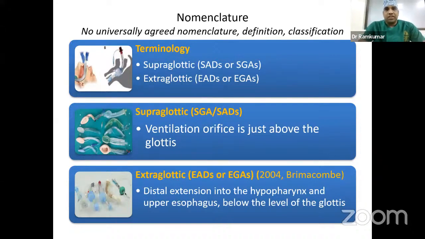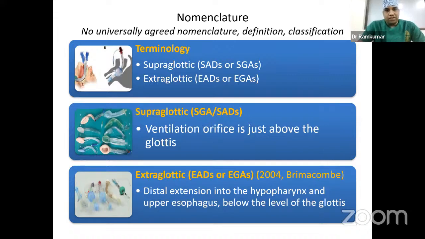So how do we classify these devices? So far, there is no universally agreed nomenclature, definition, terminology, or classification. The current terminology related to these devices is supraglottic airway devices, or SGA, supraglottic airways. Another terminology linked to practice is extraglottic airway devices, or extraglottic airways.